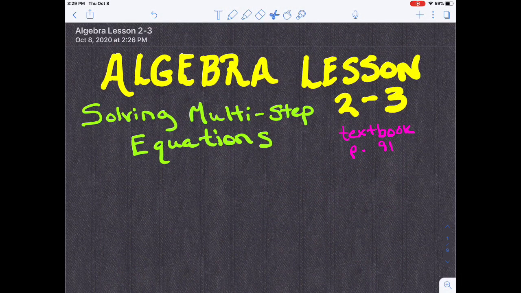Hi guys, this is lesson 2-3, solving multi-step equations. I'm going to be in the textbook. The lesson starts on page 91.